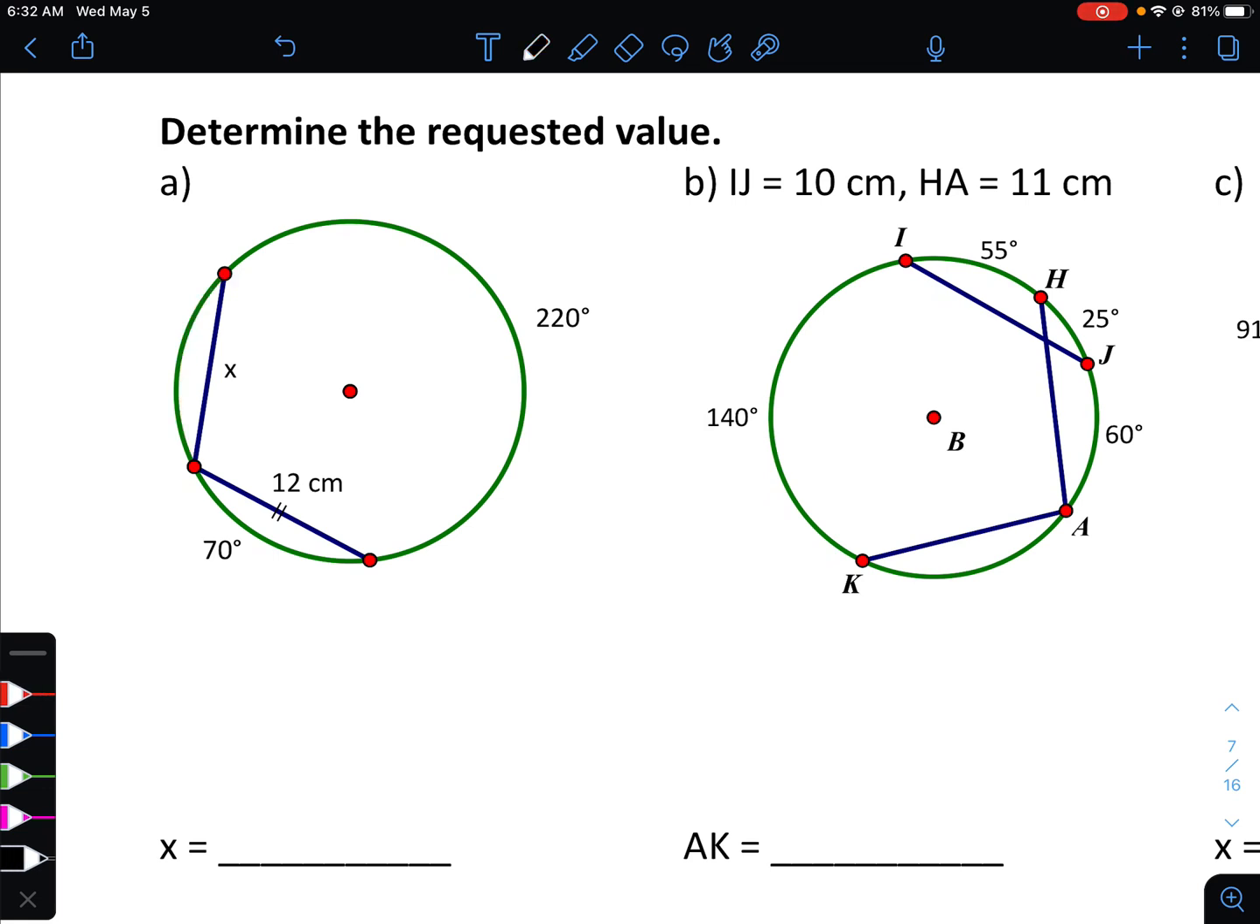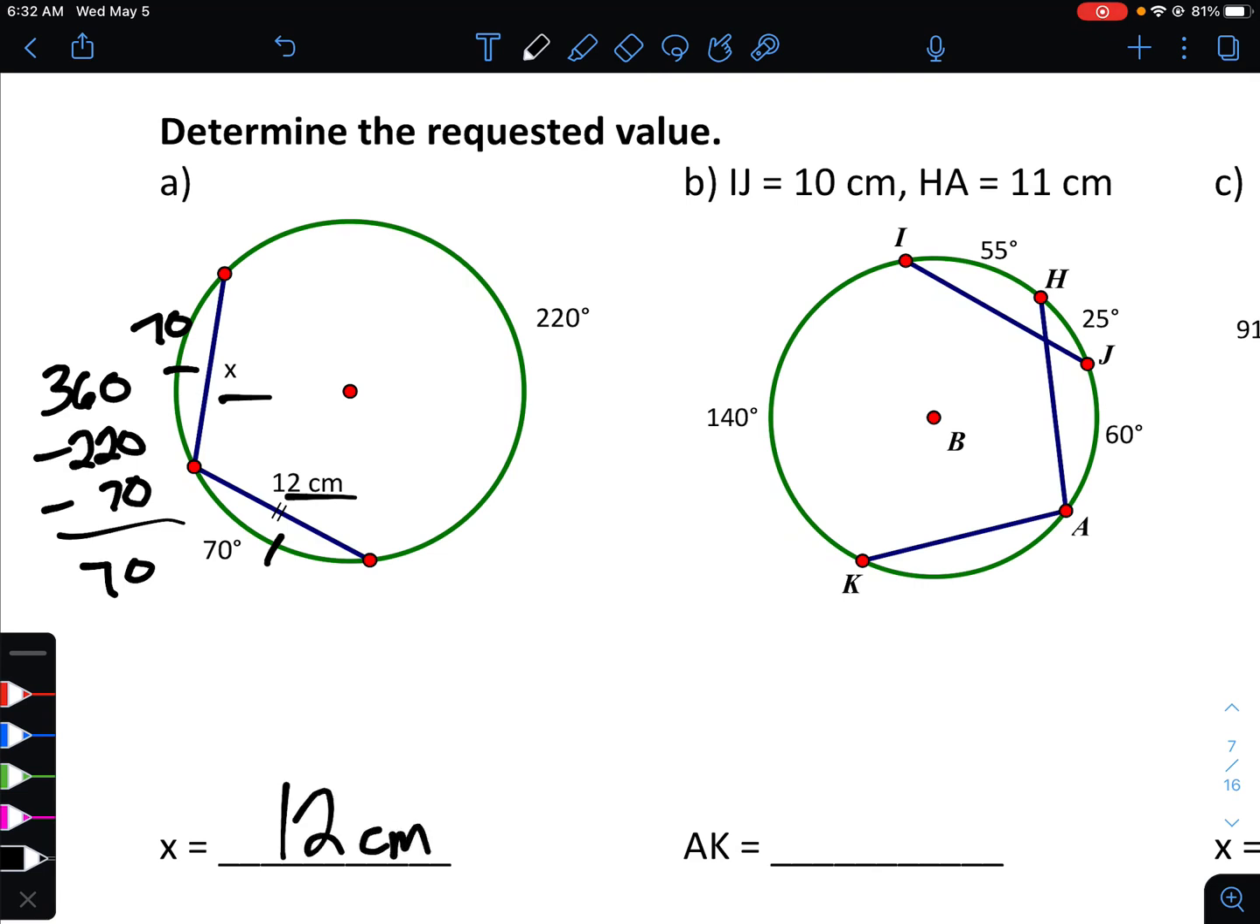And to find that, what we'll do is take 360 minus the two arcs that we do know, so minus 220, and then minus 70. And when we do that, we find out that the measure of the missing arc is also 70, which means our two arcs are congruent, 70 and 70. That means that our two chords are congruent. In other words, 12 and x are the same. In other words, x equals 12.